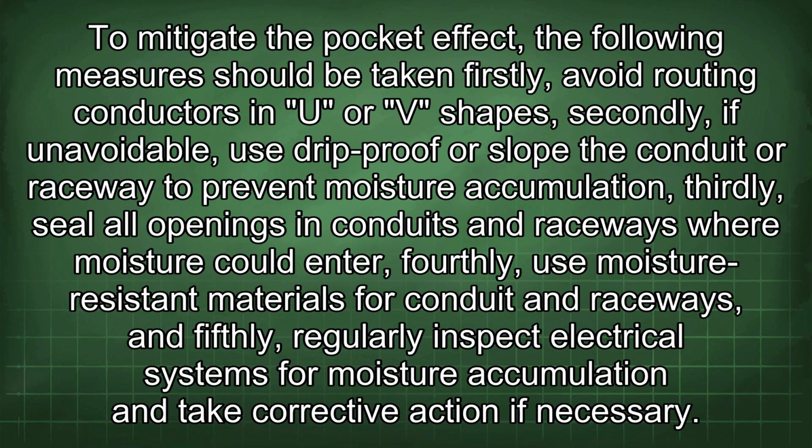To mitigate the pocket effect, the following measures should be taken. Firstly, avoid routing conductors in U or V shapes. Secondly, if unavoidable, use drip-proof measures or slope the conduit or raceway to prevent moisture accumulation. Thirdly, seal all openings in conduits and raceways where moisture could enter. Fourthly, use moisture-resistant materials for conduit and raceways. And fifthly, regularly inspect electrical systems for moisture accumulation and take corrective action if necessary.